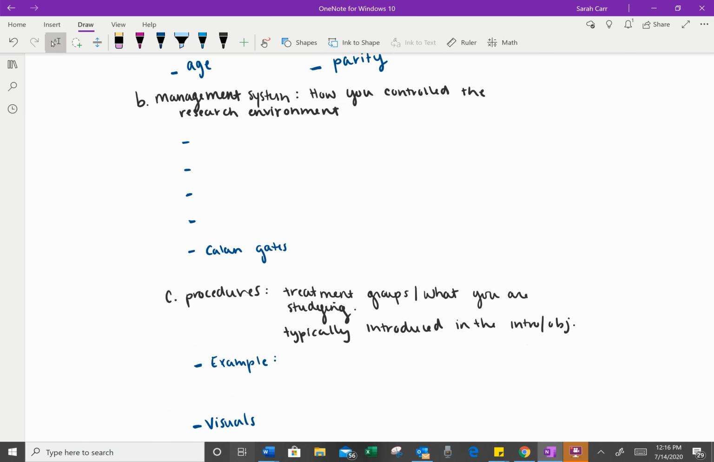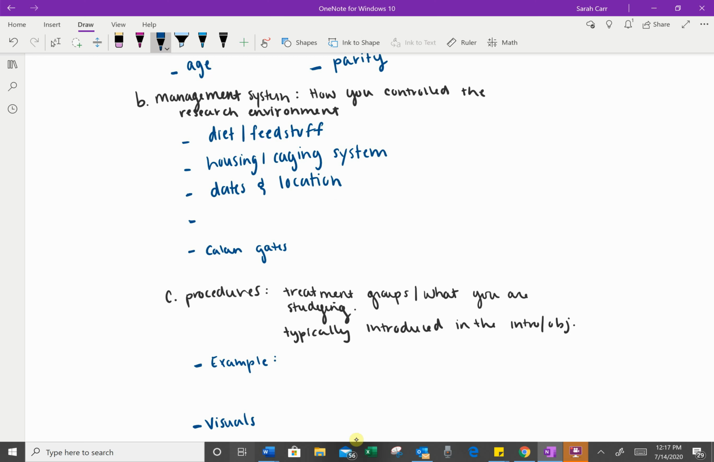Now we move on to the management system. You're basically reporting how you controlled the research environment. This includes their diet and feedstuff used. It includes their housing or, say, their caging system. This also will include the dates and location of your experiment, because this gives some indication of the type of environment these animals would have been reared in. It's very different to do a research project on pastured animals in the winter versus in the summer. Finally, you also want to be sure to indicate any handling techniques that are relevant.